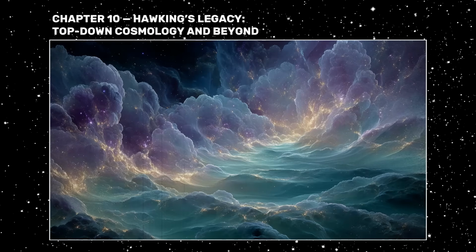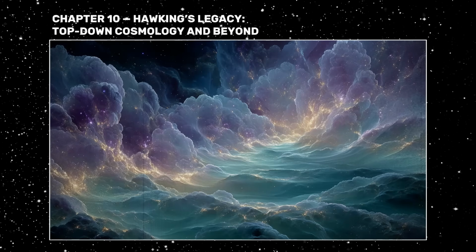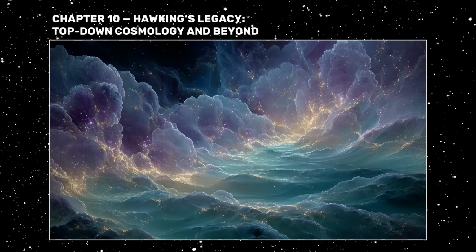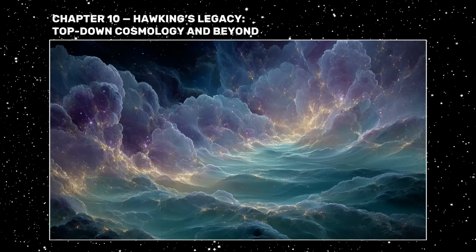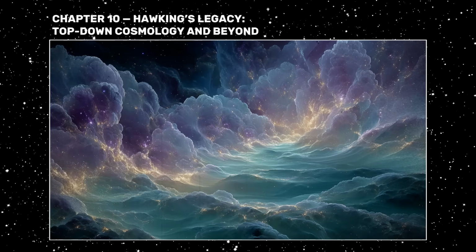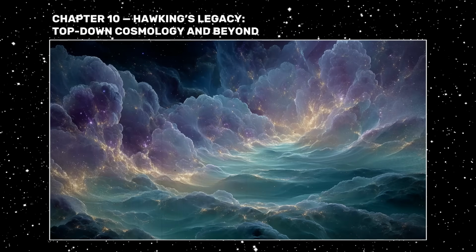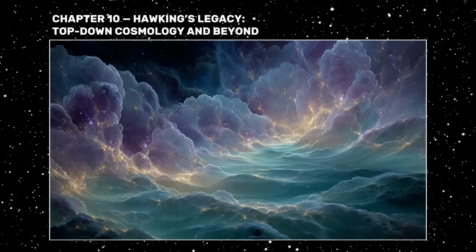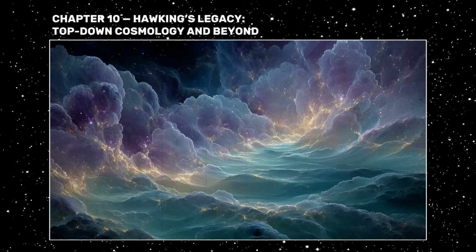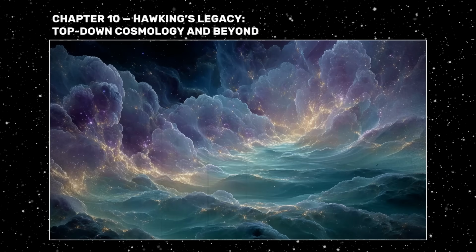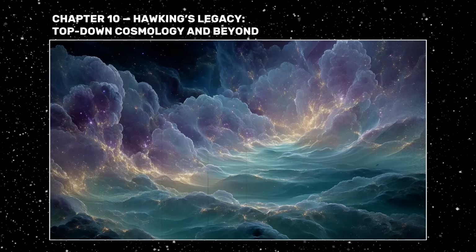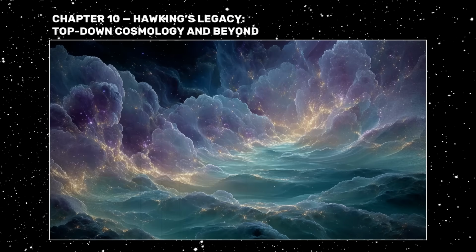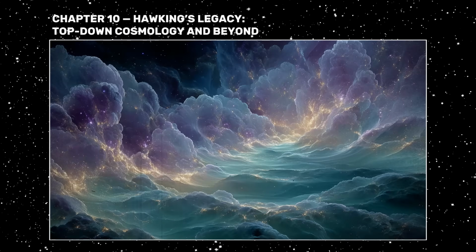Many features of our cosmos seem delicately balanced to allow for the existence of galaxies, stars, and life. Classical cosmology often frames this in terms of initial conditions. The universe began with just the right properties. But in a top-down framework, such fine-tuning arises naturally. Out of the many possible histories, we find ourselves in one consistent with our existence.